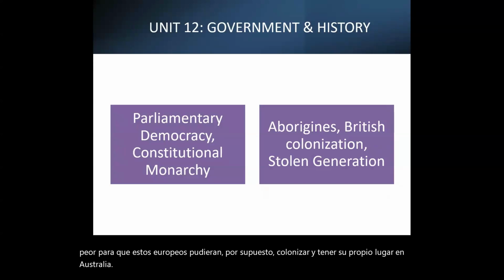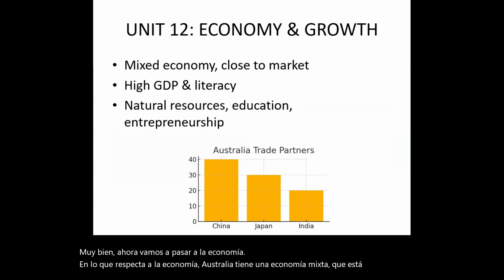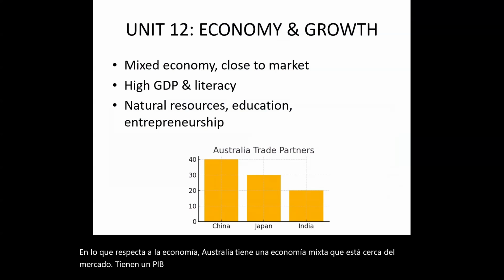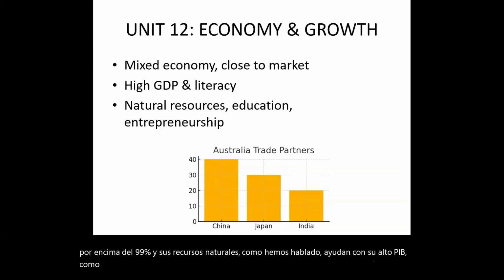All right, now we're going to move on to economy. When it comes to economy, Australia has a mixed economy, which is close to market. They have high GDP and high literacy rate. Their literacy rate is almost 99%, and their natural resources, as we talked about, help with their high GDP. As you can see, Australia's trade partners are China, Japan, and India.